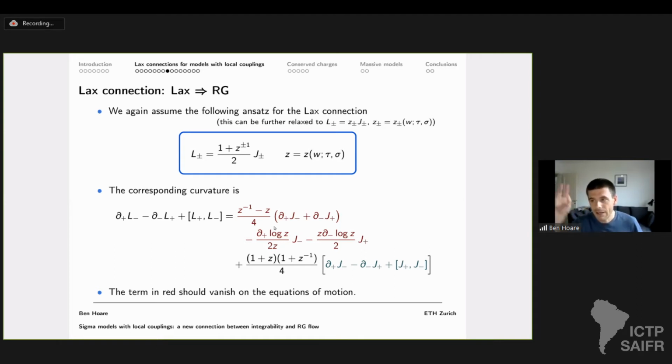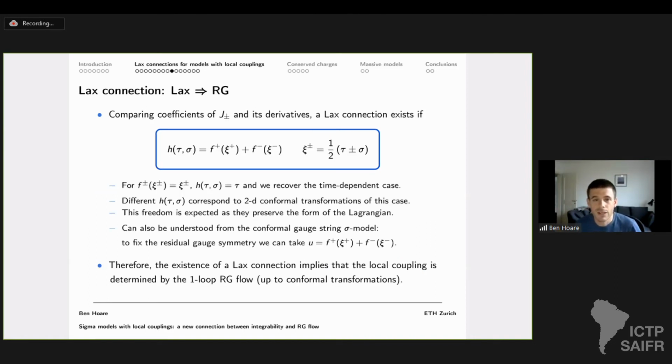So by comparing the different structures, you can get a series of equations. And what you find is essentially that the Lax connection exists if this function h is equal to a function of ξ+ plus a function of ξ−, where ξ+ and ξ− are just like cone coordinates on the world sheet. So if these f+ and f− are equal to ξ+ and ξ−, then we just recover the original time-dependent case that we discussed originally.